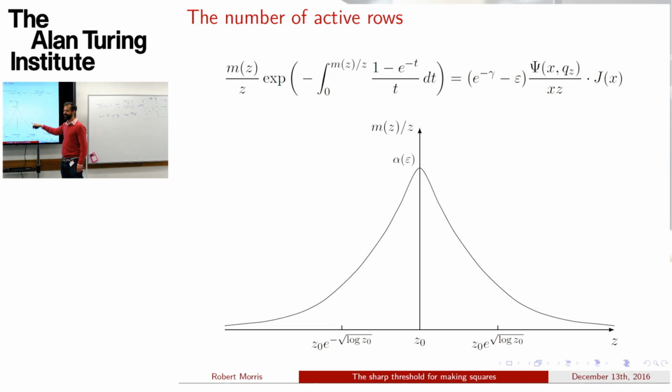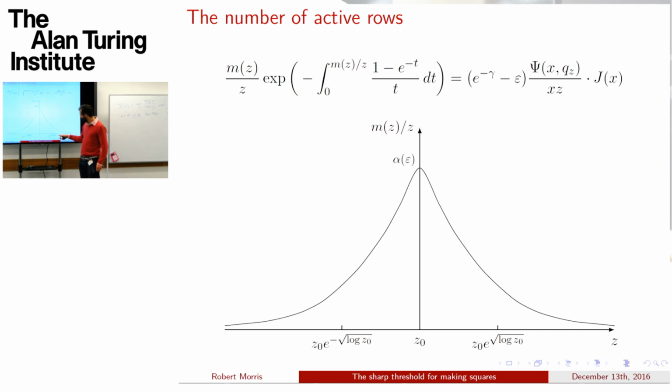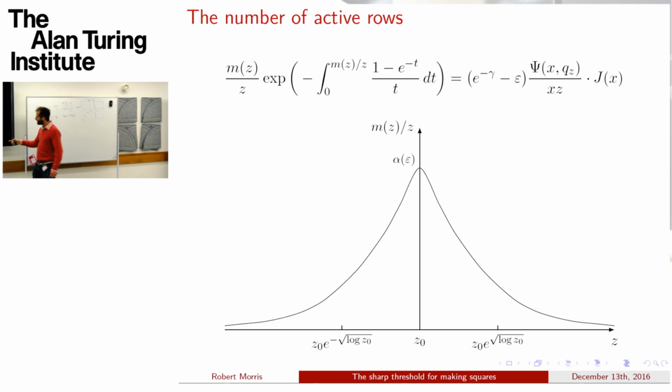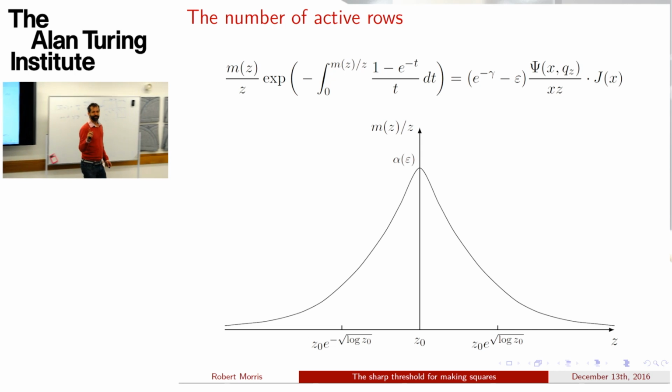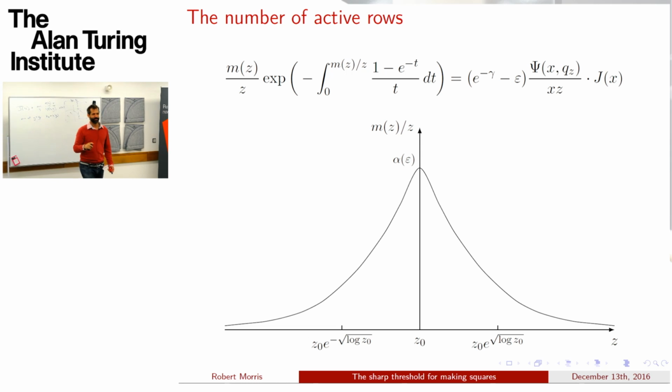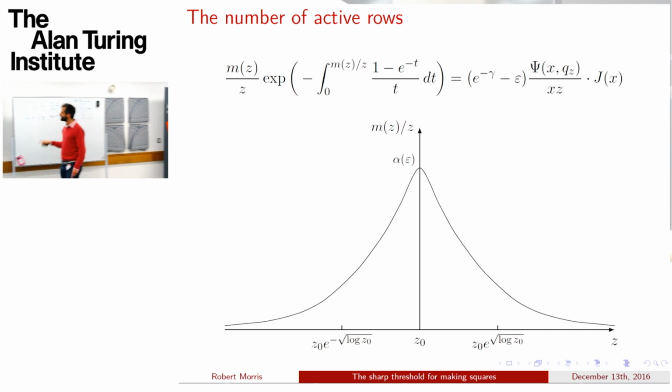I didn't actually plot this. This is an artist's rendition of what the thing looks like. But it is very symmetric. So we prove that it's very symmetric. If you look at the right scaling, so the scaling on this is you go one step to the right, you multiply by e to the root log z0. So if you take a log scale and normalize correctly, then this thing is very symmetric.